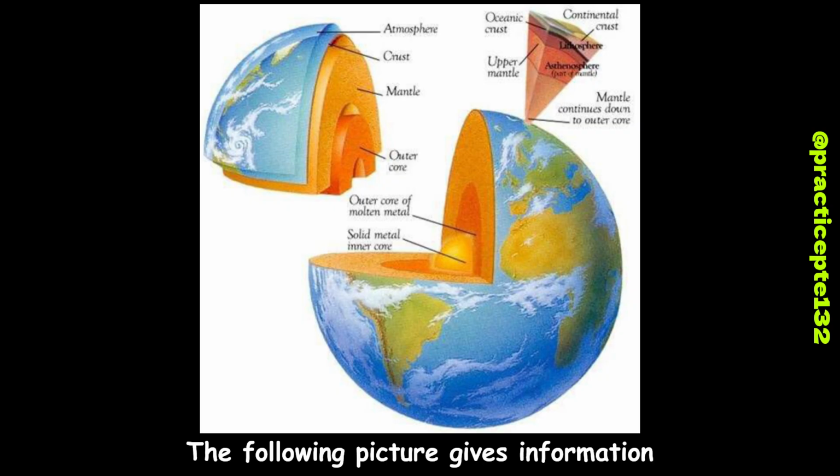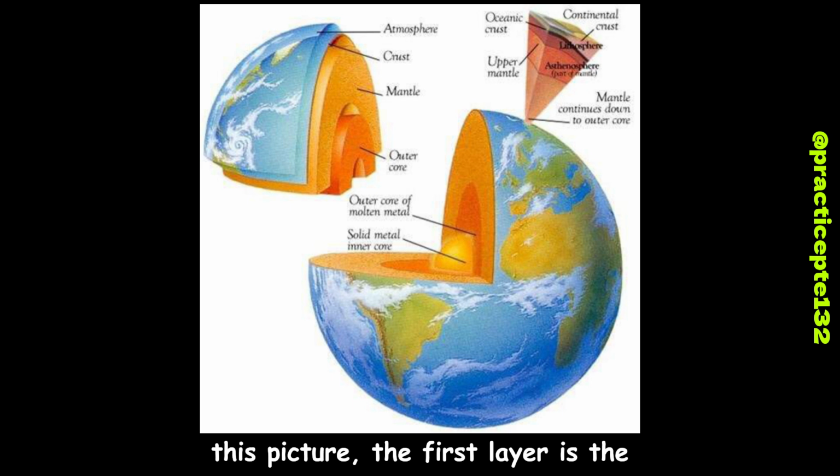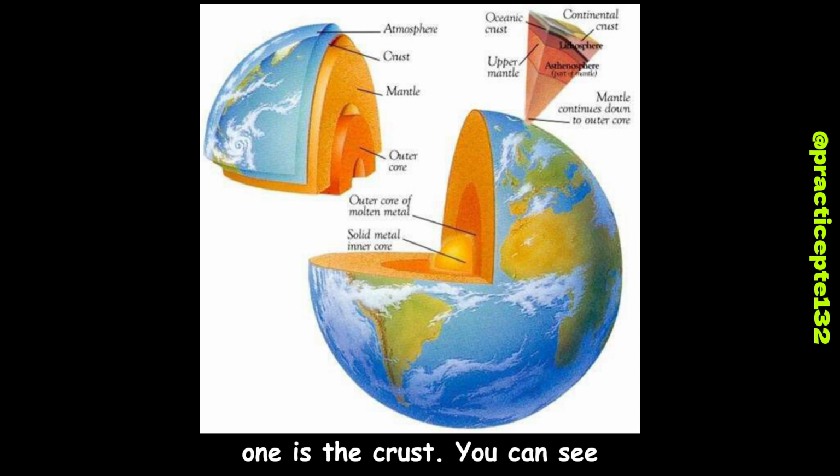The following picture gives information about the Earth's structure. According to this picture, the first layer is the atmosphere. Followed by that, the second one is the crust. You can see from this picture that the mantle is the next. Then the layer below the mantle is the outer core. Finally, the innermost layer is the inner core. To sum up, this picture tells about the Earth's structure.